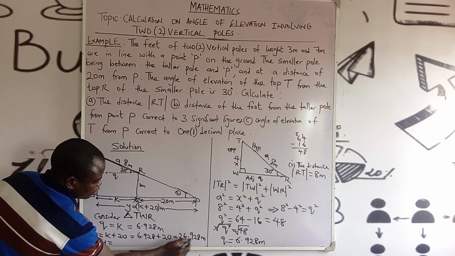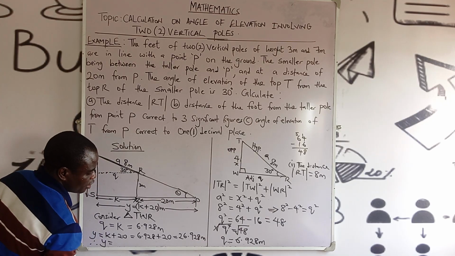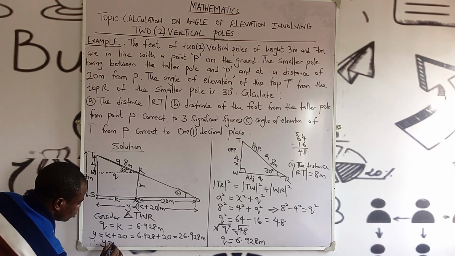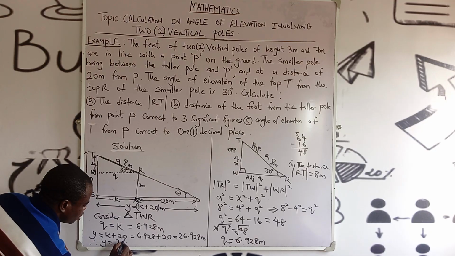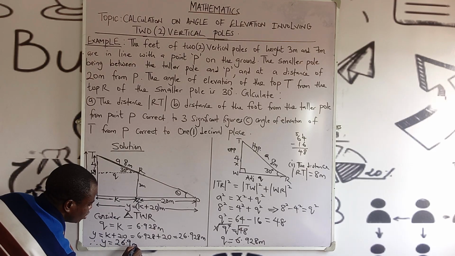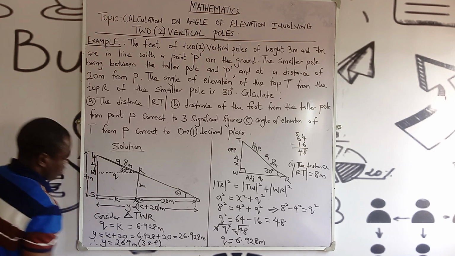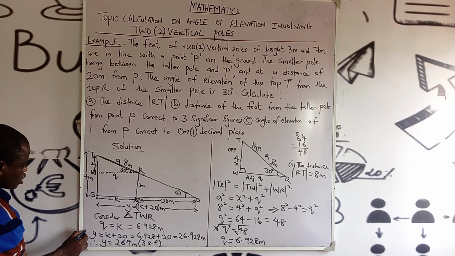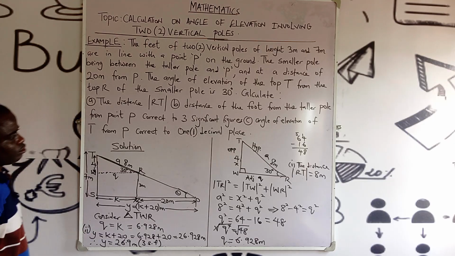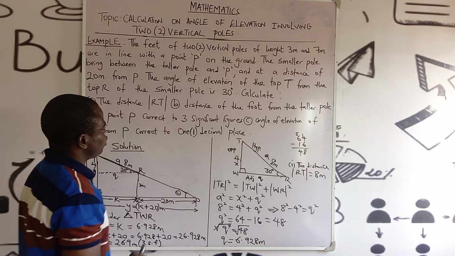You can see 1, 2, 3. Since 2 is not up to 5, we throw it away. That's 26.9 meters to 3 significant figures. That one stands as the solution to the second question.